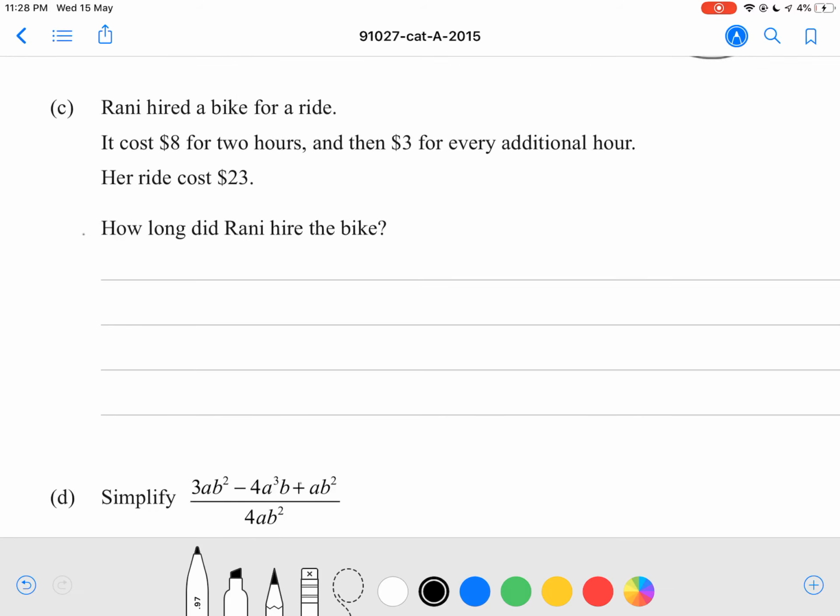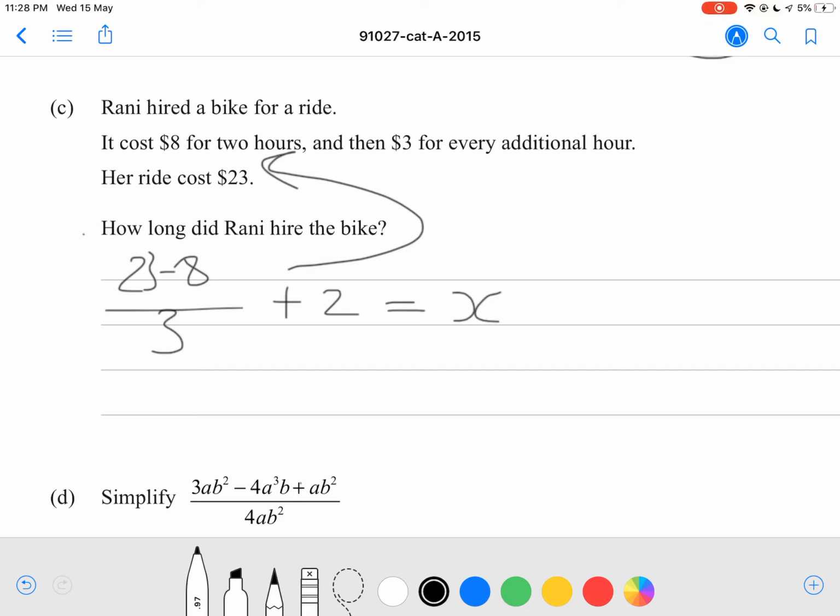Ronnie hires a ride for a bike. It costs $8 for 2 hours and $3 for every additional hour. Her ride costs $23. How long did Ronnie hire the bike for? It costs $8 for 2 hours, so think about it this way: 23 minus 8, divided by $3 for every additional hour. But you also have to add 2 for the 2 hours you didn't account for when you subtracted the 8. So that equals x hours. 23 minus 8 is 15. 15 divided by 3 is 5. 5 plus 2 is 7, so 7 hours.